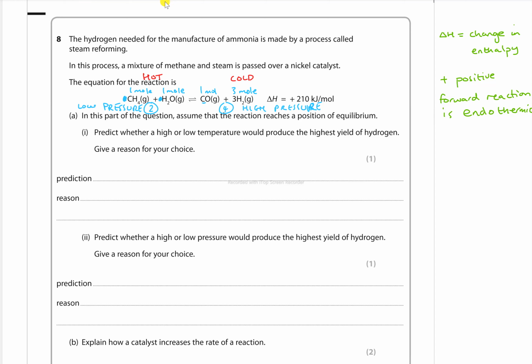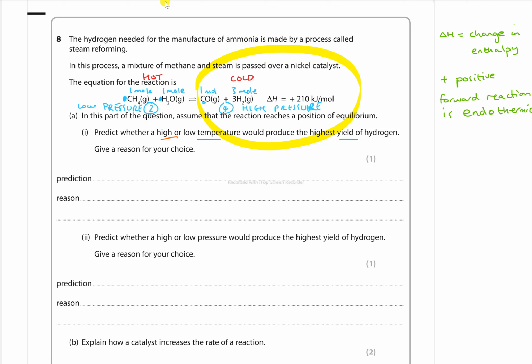Right, the same reaction. Predict whether a low or high temperature would produce the highest yield. Yield is product. So we want, let's take that color, okay, we want to be on this side. That will give us the highest yield. We want to be on the right hand side. So this is the cold side.